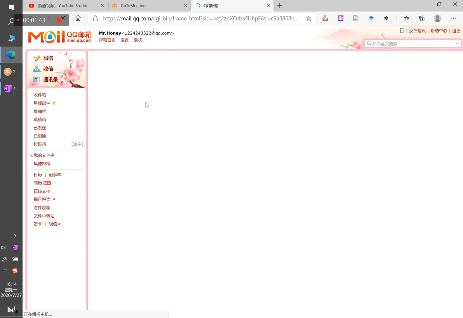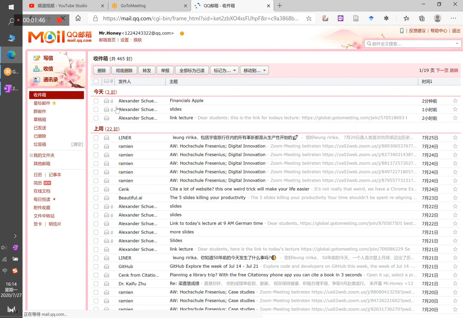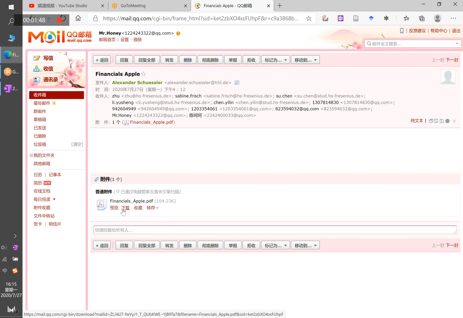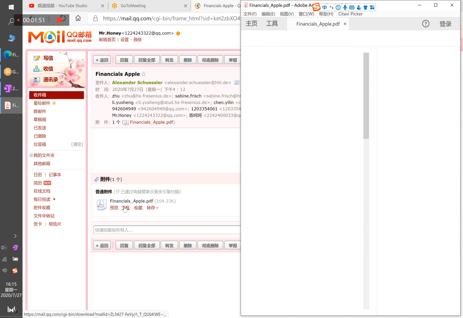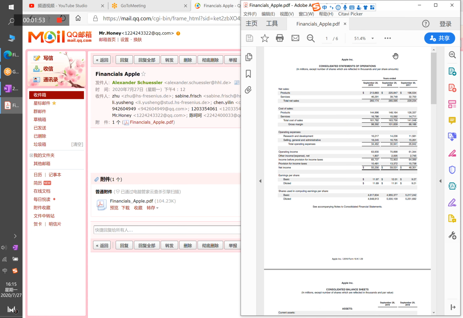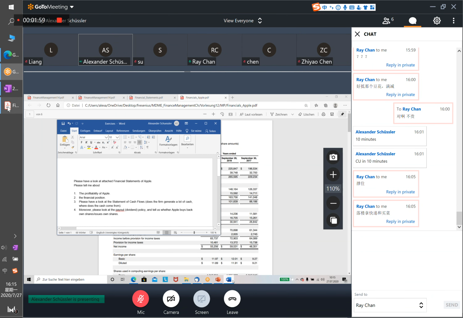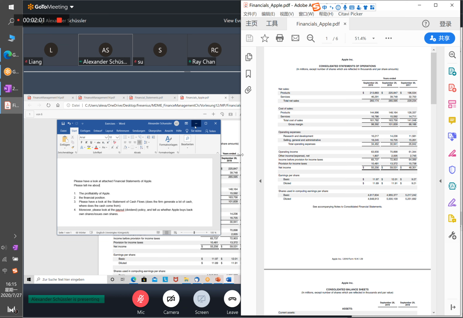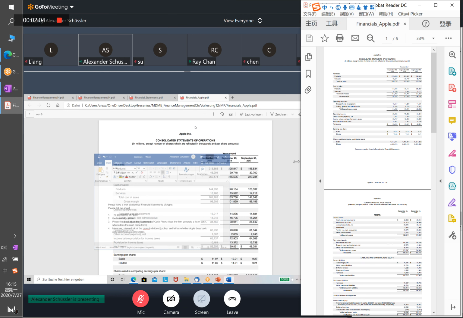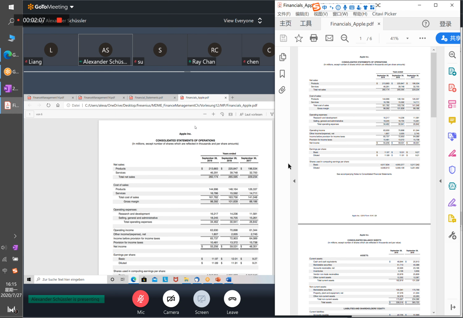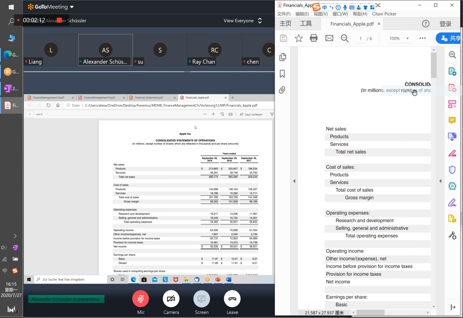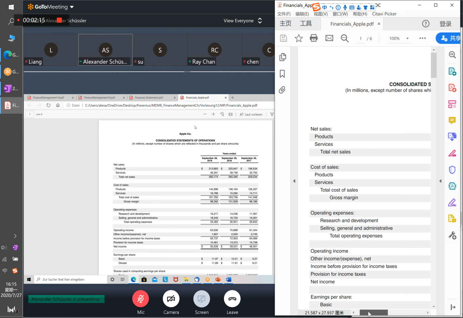So let's have a look at them, and then later I will ask you to analyze them. Yeah, to analyze the company. And I wanna know something about the profitability, about the financial position of the firm, and whether the firm buys back shares, whether the firm pays a dividend, and things like that.